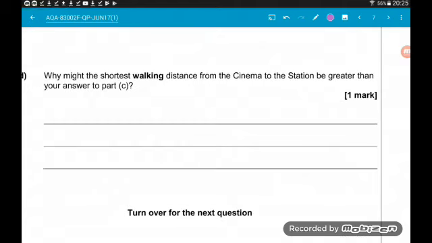metres. And then part D, so why might the shortest walking distance from the cinema to the station be greater than our answer up above? So we worked out the straight line distance. There might not be a route the way you can walk in a straight line from one to the other. You don't want to be walking over any motorways or railway lines. It's probably not going to end that well. So chances are we can't walk in a straight line from the cinema to the station or vice versa, so the actual distance will be longer.